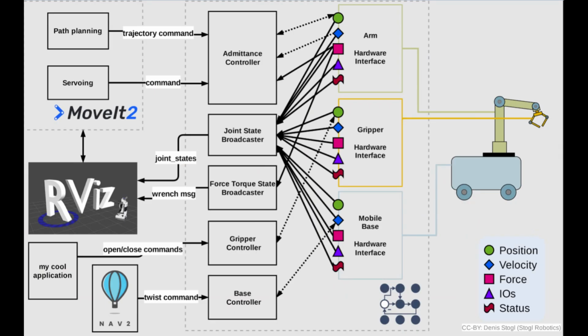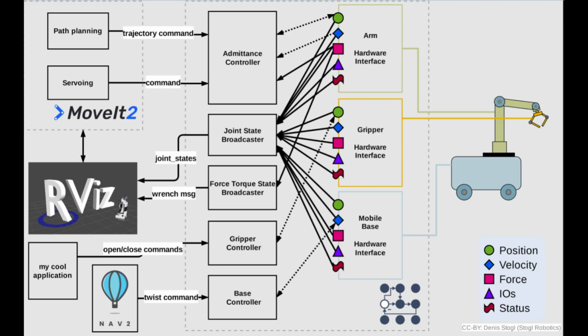Now let's look at another diagram which shows the specific controller and topic names. This gives us a more detailed view of how MoveIt2, ROS2 Control, and the robot components interact. Your cool application initiates the process, defining tasks like pick-and-place operations. MoveIt2 contains a path planning component that generates trajectory commands. These commands are sent to the joint trajectory controller, which manages the arm's movements. For mobile robots, Nav2 can send twist commands to the diff drive controller, controlling the base's motion.